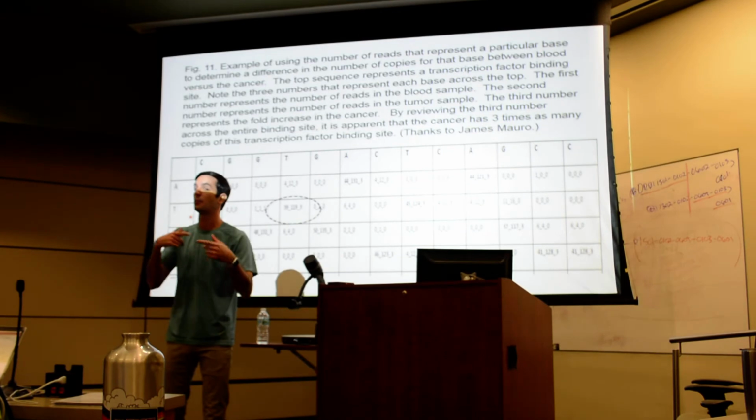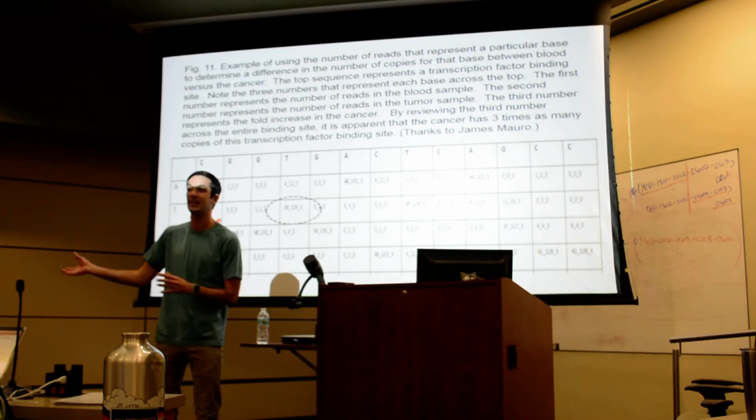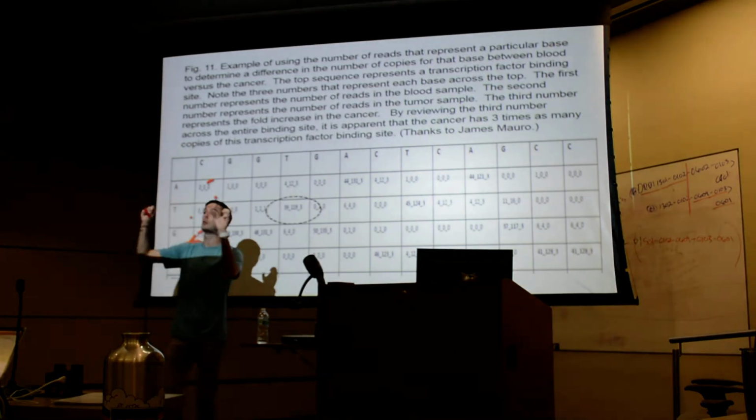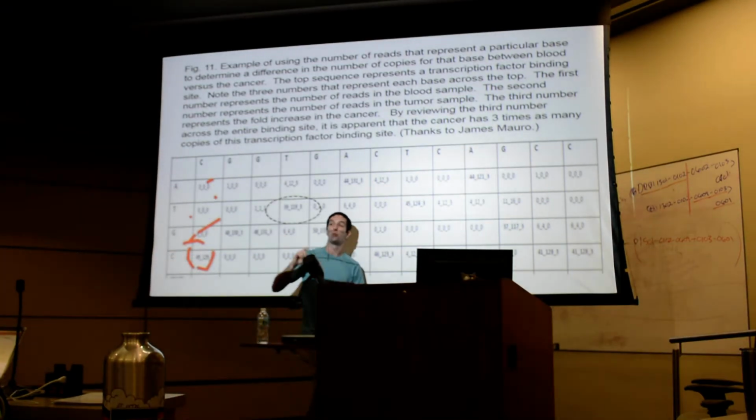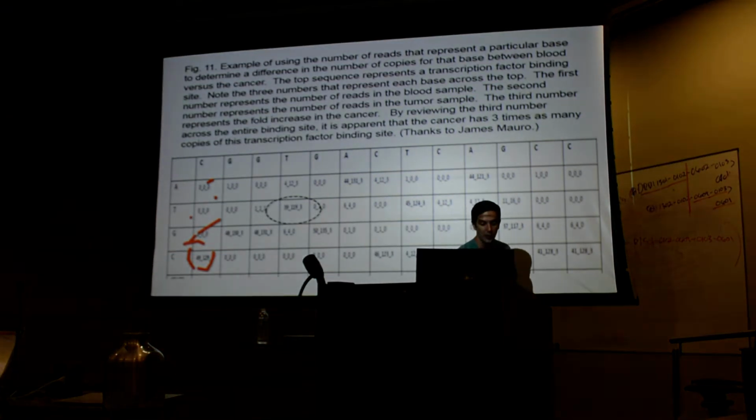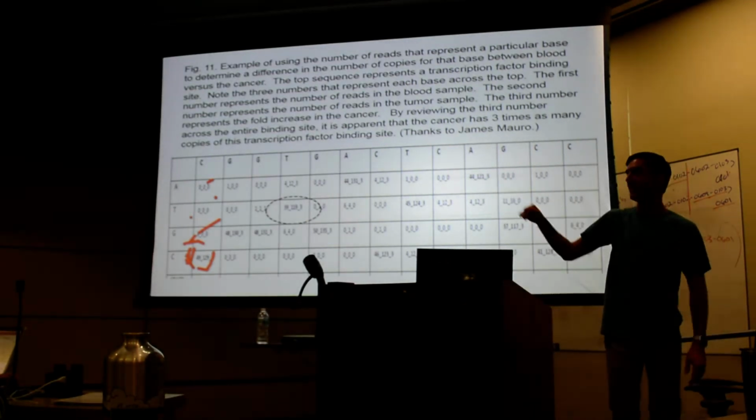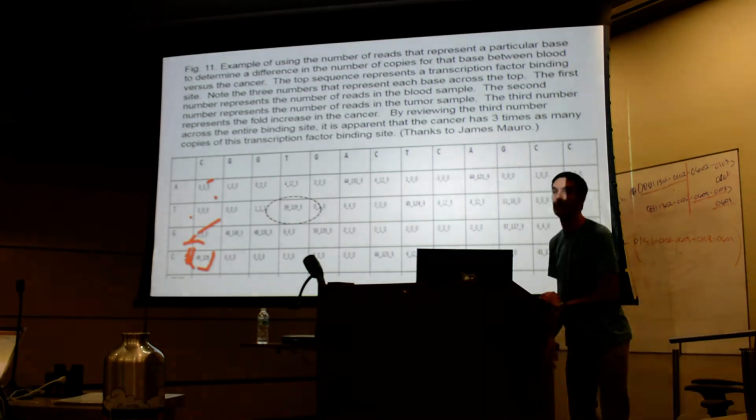We all have the same response elements. We all have the same DNA, right? That's the same everywhere. What's different between these two population groups is that in the normal people, they only had 49 of the C. They had the C 49 times.